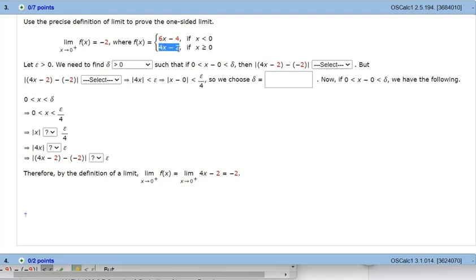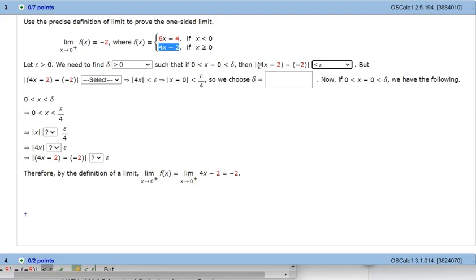So this is 4x minus 2. This is a y value that we get out of the function. And then if we subtract it by negative 2, that difference is supposed to be less than some epsilon that we're choosing. Because if you can show that it works for that epsilon, then you can show that the y values you're getting are getting infinitely close to some final number, which is what our limit would be.